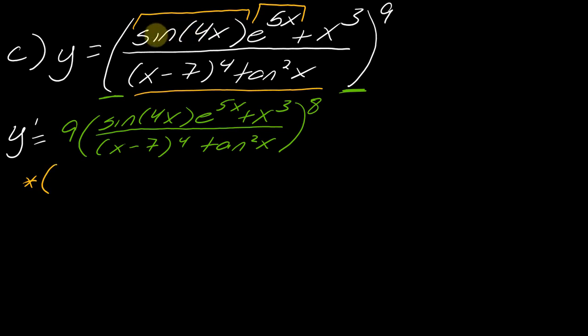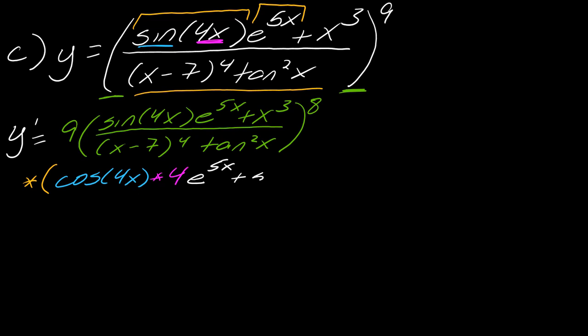So I need to take the derivative of sine of 4x, recognizing the outermost function is sine, the innermost function is 4x. So the derivative of sine is cosine, and I leave the inside intact. And then I multiply that by the derivative of the inside function, which is just 4. And then I multiply that by e to the 5x. Okay, so that's the first part of the product rule, right?